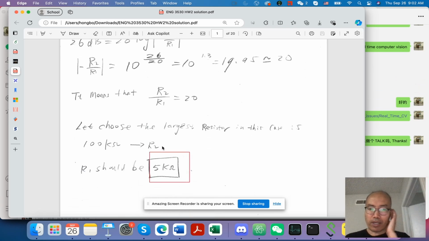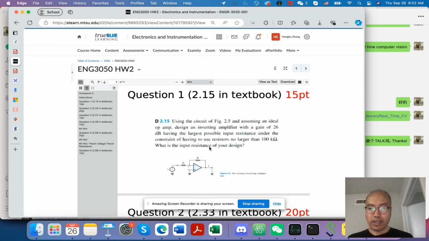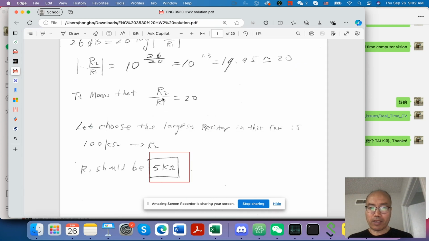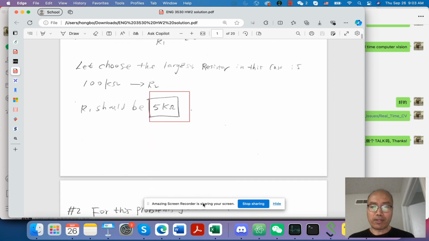So in this calculation, R2 will be larger, and you want to calculate the smallest R1, no larger than 100K. R1 cannot be 100K, because if R1 is 100K, R2 would be 2000K. So R2 should be 100K, then R1 should be 5K. Yeah, so this is question number one.